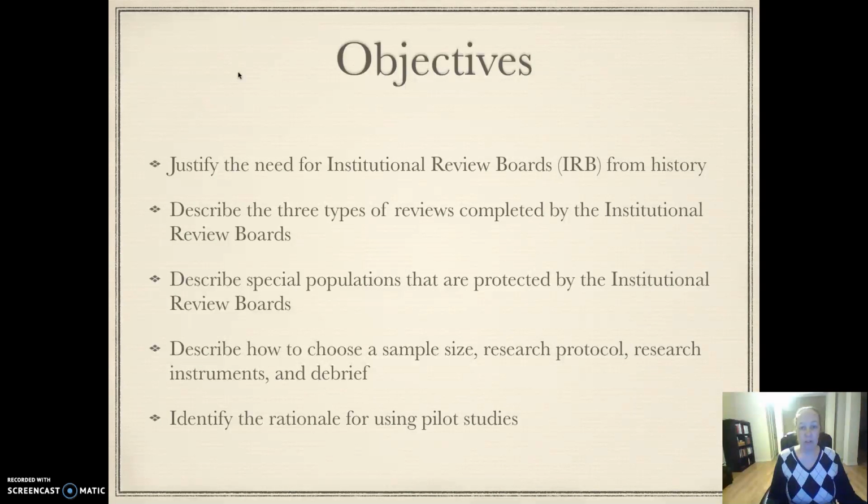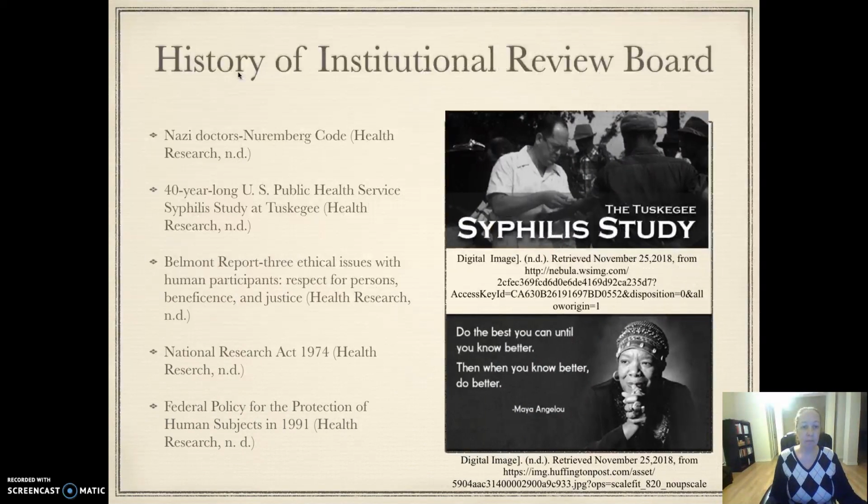The objectives that we're going to cover during this presentation are first to justify the need for institutional review boards from history. Next, we will describe the 3 types of reviews completed by the IRB. Then we will describe special populations that are protected by the IRB. Then we will describe how to choose a sample size, research protocol, different research instruments, and how to debrief after a research study. And finally, we will identify the rationale for using pilot studies.